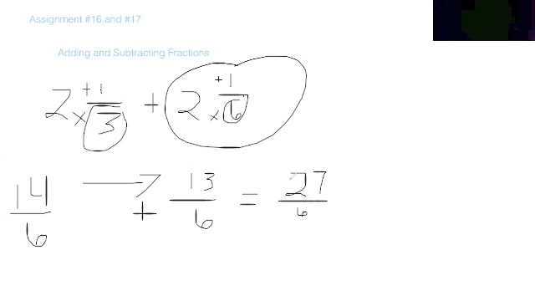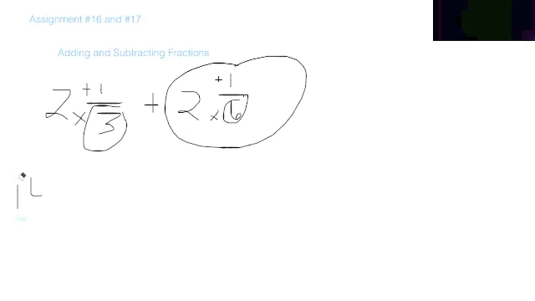So now the next step is, well, can we simplify that? And in this case, yes, you can. So you can actually divide both of them by 3. So you can simplify by 3. So 27 divided by 3 is going to be 9. And then 6 divided by 3 is going to be 2. Now that's your answer. So your answer is actually going to end up being 9 over 2. That's it for that. So that's with mixed fractions.